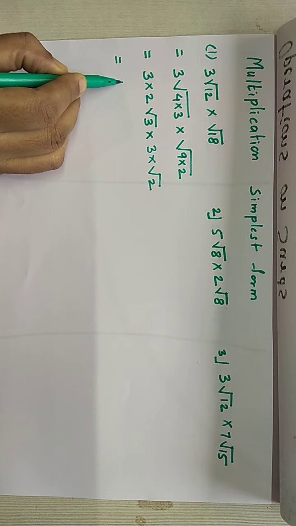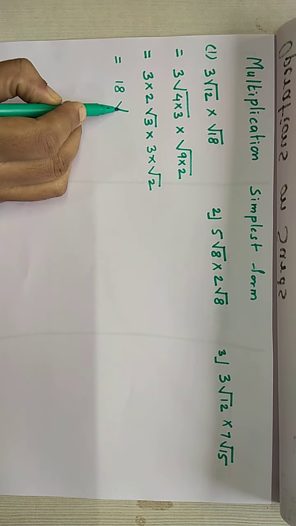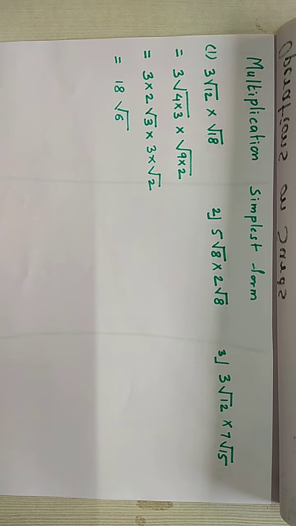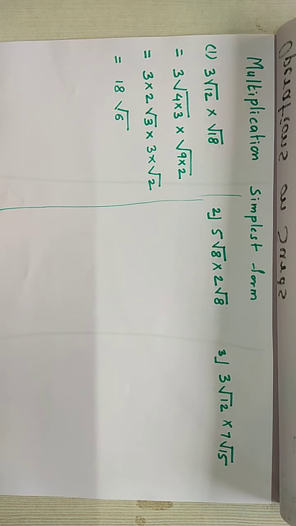All the outside numbers will multiply and the inside numbers will multiply with each other. 3 2s are 6. Done. Multiplication is done. Okay. Now I'll show you the other method. What you should have done.